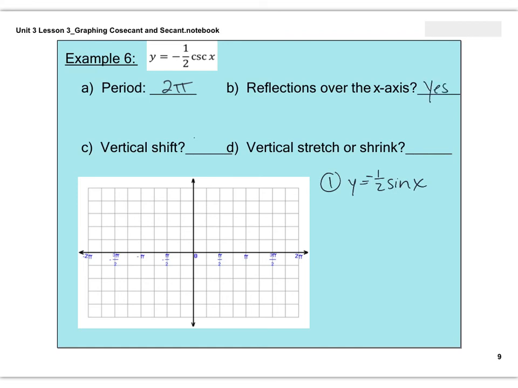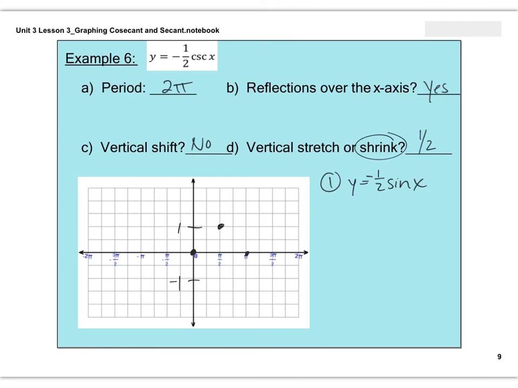Is there a vertical shift? No, there's no d. Is there a vertical stretch or shrink? Yes, it's going to shrink by 1/2. Okay, so think about graphing the normal sine curve. Normally the sine curve, let's say this is 1 and this is negative 1. Normally the sine curve starts here, goes up to 1, goes back to 0, so that's normal. But we're going to have to reflect it, and we're going to have to shrink it.